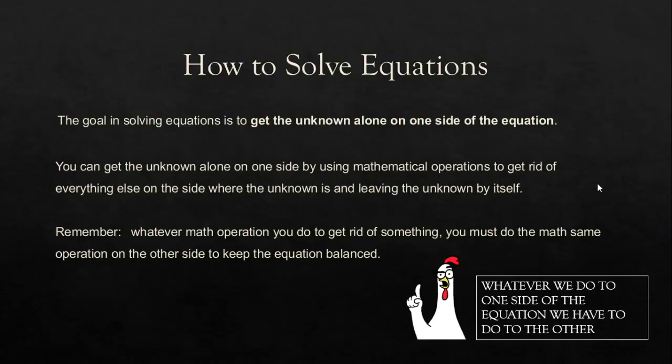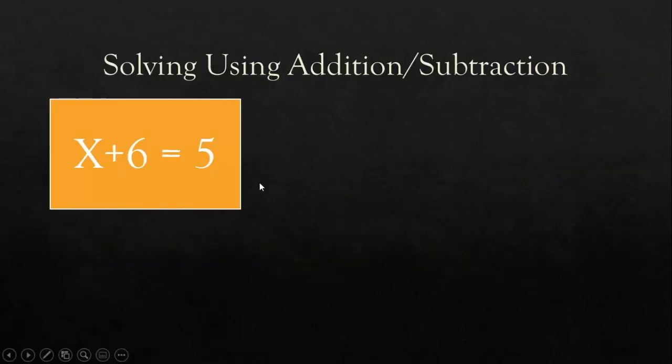The biggest thing to remember is whatever math operation we do to get rid of something on one side, we must do the exact same operation on the other side to keep our equation balanced. So we always say whatever you do to one side, you have to do to the other. I'll probably repeat this multiple times throughout this video, but that's the biggest thing to remember. Otherwise, we risk the integrity of the equation, or in other words, it's not going to be balanced anymore.